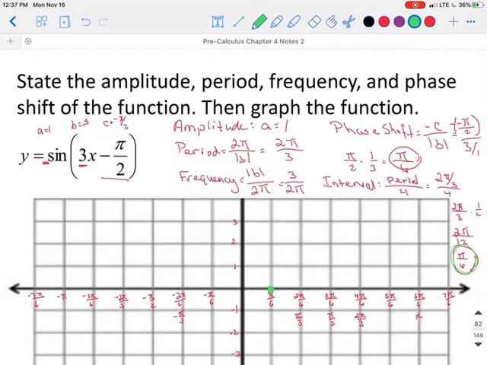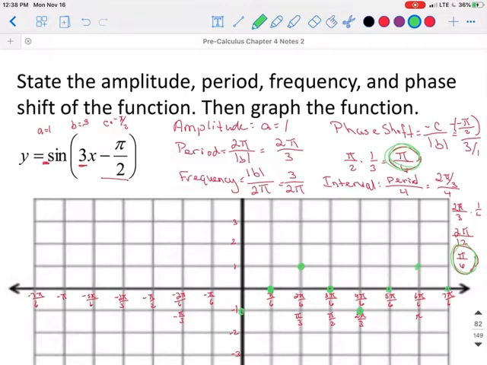Now our phase shift was up here, but it's still pi over 6. Our interval tells us every pi over 6 after that, it should change. So the first pi over 6 after that is when we reach our high point. Next pi over 6 is middle. Next pi over 6 is low. Back to middle, high, back to middle.